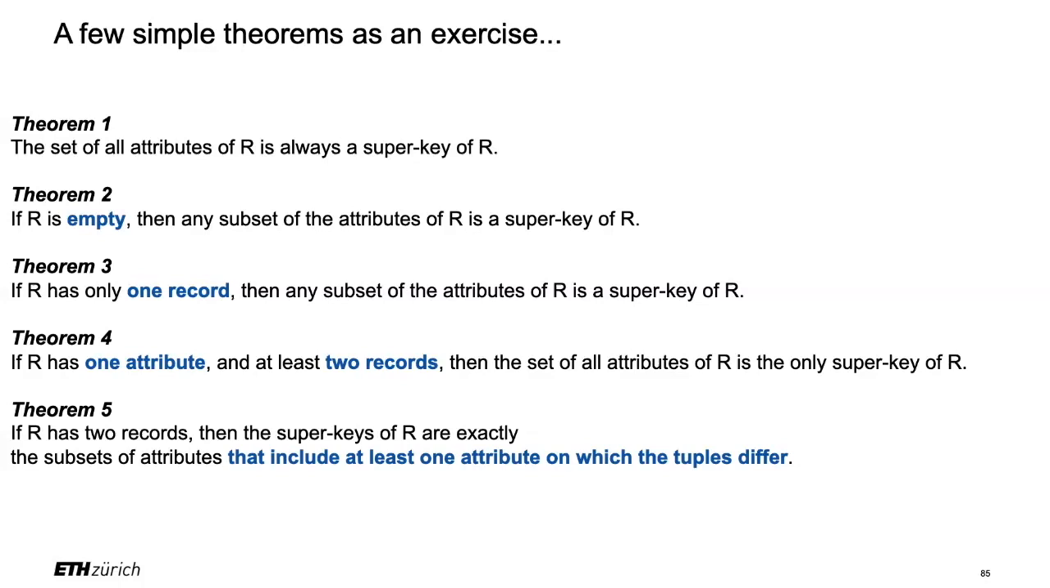And then theorem 5, if R has two records and any number of attributes, then the superkeys of R are exactly the subsets of attributes that include at least one attribute on which the tuples differ. This has to do with the fact that the superkey must be discriminating. It must give you enough differentiation between the tuples to tell. If the superkey doesn't differ across the tuples, then you cannot differentiate between the tuples. Okay? Does it make sense?